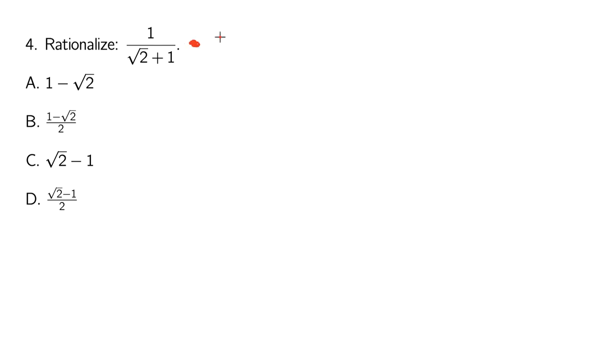Again, to rationalize, we just multiply both the numerator and the denominator by the same number, and that special number that we multiply by is the conjugate of the denominator. So here the conjugate is square root of 2 minus 1, and we multiply the numerator by the same thing.